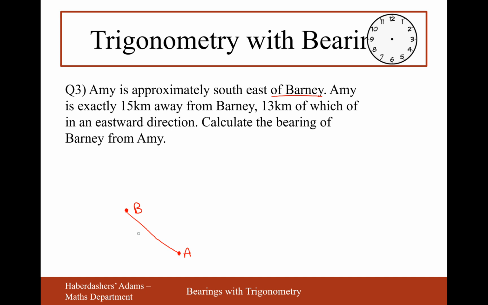So she's exactly 15 kilometers away from Barney, 13 of which are eastward. So I'll put that eastward measurement in. And there we are. Calculate the bearing of Barney from Amy. Okay, so it's going to be from Amy. So here we are. There's the north line for Amy. And let's get working this out. So it's going to be an angle starting from Amy, going clockwise round till we get to Barney. So it's this angle that we're looking for here. Okay, well, how am I going to work this one out? I think what I'll do is I'll work out this angle inside the triangle first.